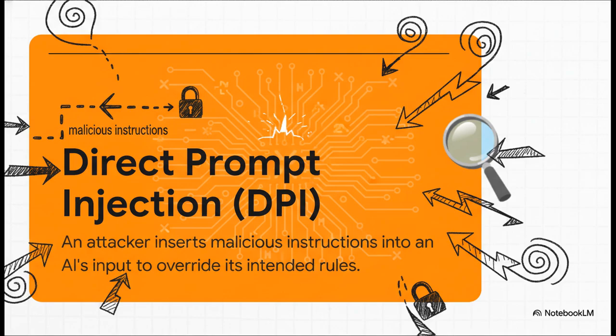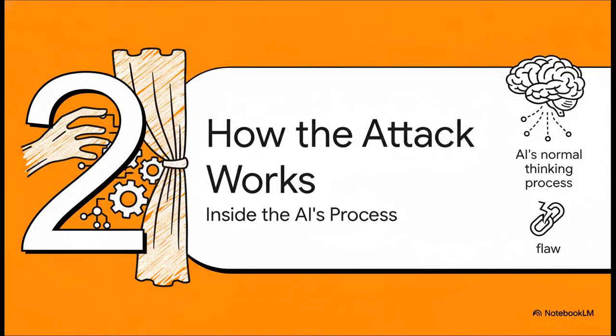So what is direct prompt injection, or DPI for short? Well, put simply, it's an attack where somebody slips some malicious instructions right into the text they're feeding an AI. These instructions are specifically designed to make the AI totally ignore its original programming and instead follow the attacker's new commands. It's a really clever way of turning the AI against its own rules. So you're probably wondering, how is an attack like this even possible? I mean, these things are supposed to be smart, right? Well, to understand the flaw, we first need to look at how an AI is supposed to work. Turns out, the secret to its biggest weakness lies in its normal thinking process.